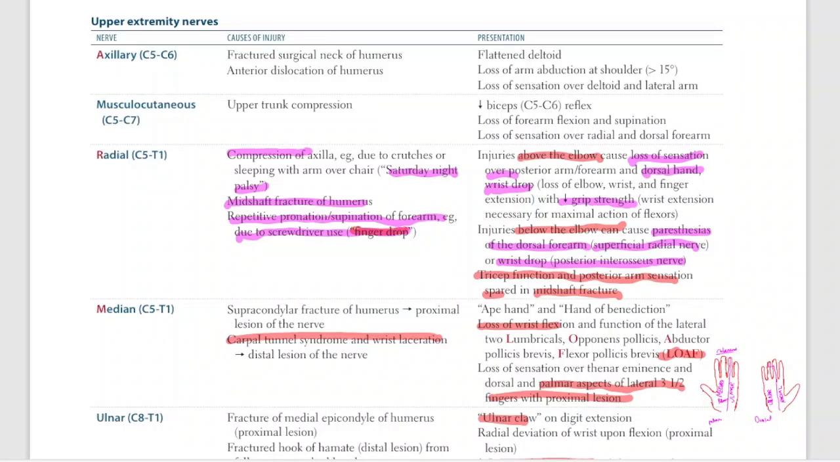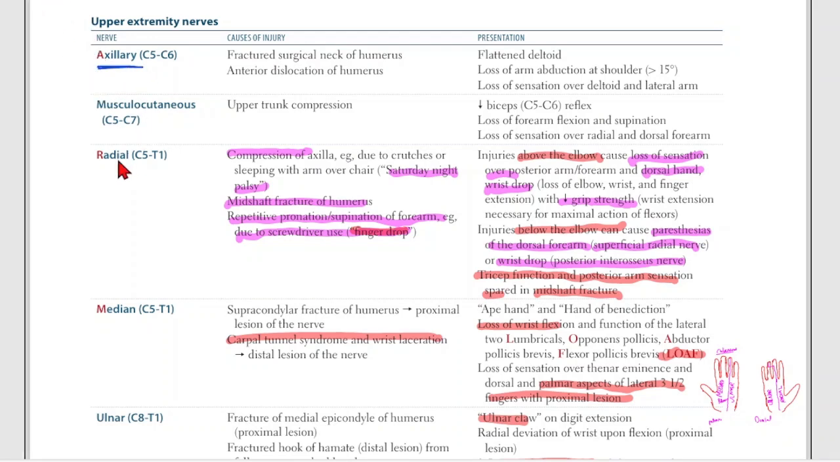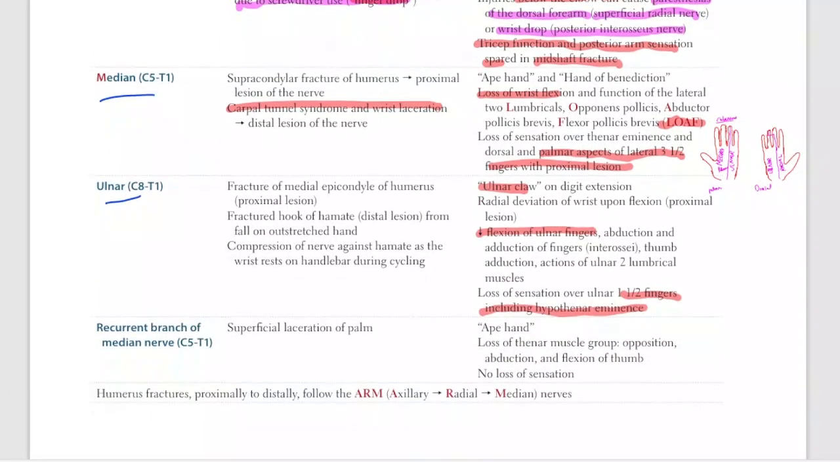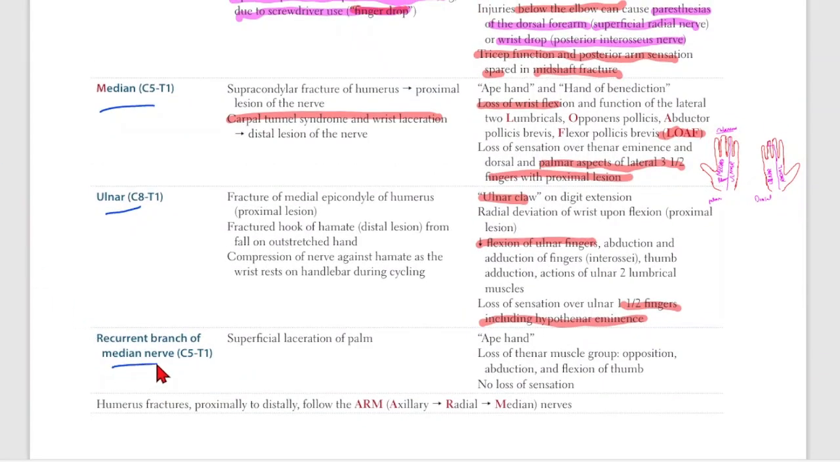Nerves of the upper limb. We will start with the nerves of the upper limb. It's so simple. First of all, you have to remember that the nerves of the upper limb are the axillary nerve, musculocutaneous nerve, radial nerve, median nerve, and ulnar nerve, and the recurrent branch of the median nerve.